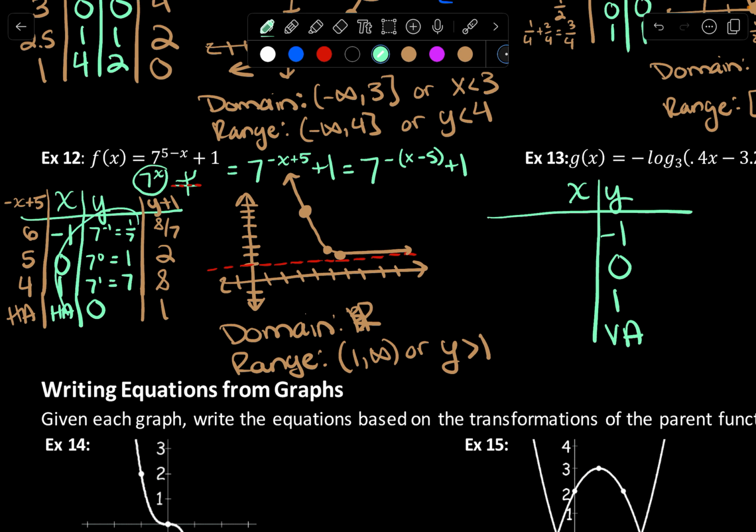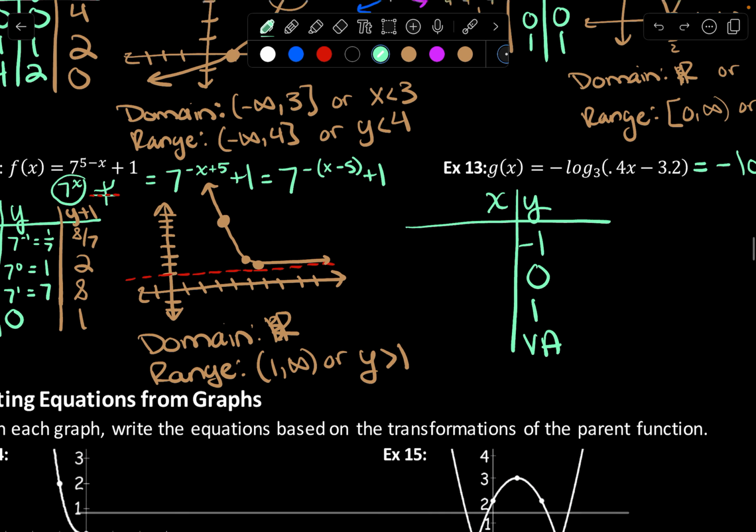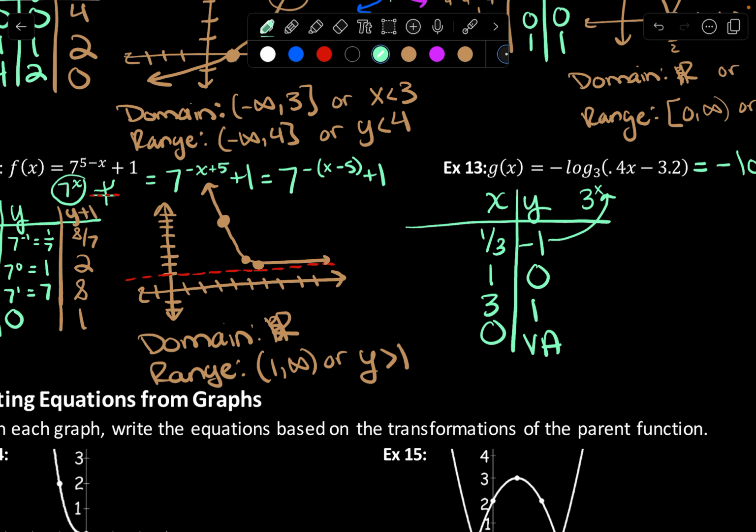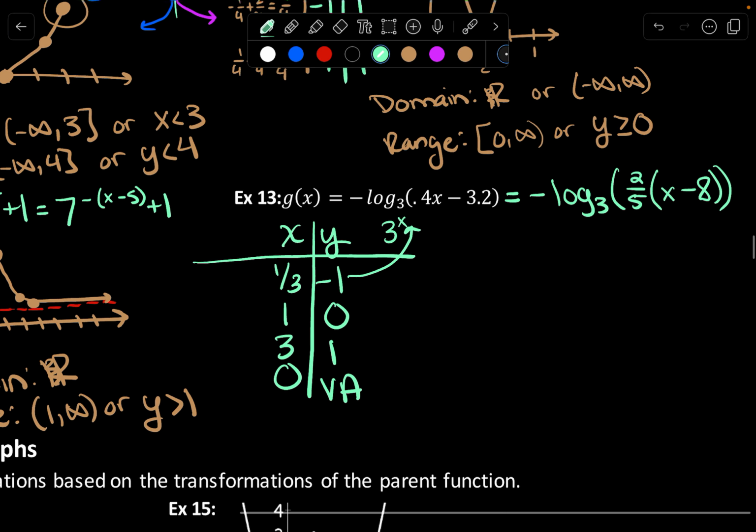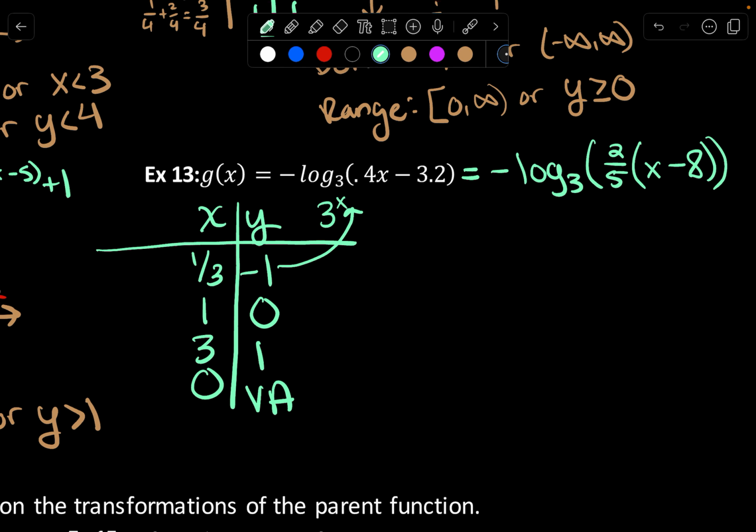So now I can still use this, like what I did over here, except for this one, the parent function for the exponential would be 3 to the x, because that's the base of the log. So if I plug in -1 in for x, I get 1/3. If I plug in 0, I get 1. If I plug in 1, I get 3. And then the vertical asymptote is at x equals 0. So usually it's easier to remember the attributes of exponentials than logs. So you can use the inverse relationship in order to get the transformation table for your logs.